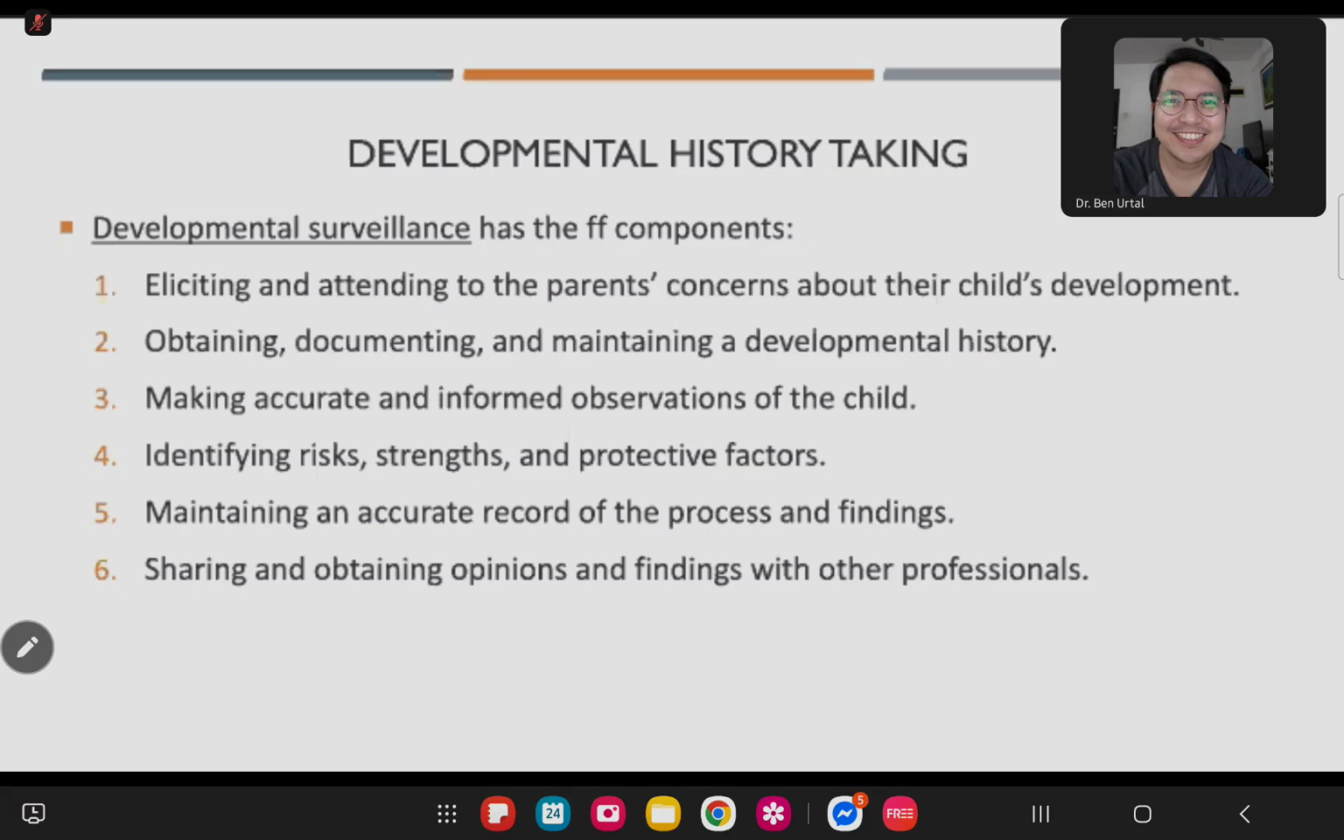Number five, maintaining an accurate record of the process and findings. Number six, sharing and obtaining opinions and findings with other professionals. So this is where your referral comes in. When in doubt, and if you have difficulty in diagnosing the patient, it is never wrong to refer to the appropriate professionals, especially if you are a general physician or a general pediatrician. You can always refer these cases to your developmental pediatricians, your specialist. Okay.